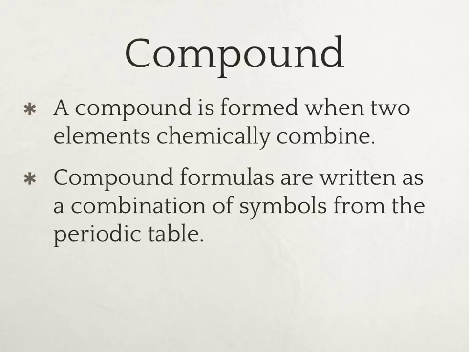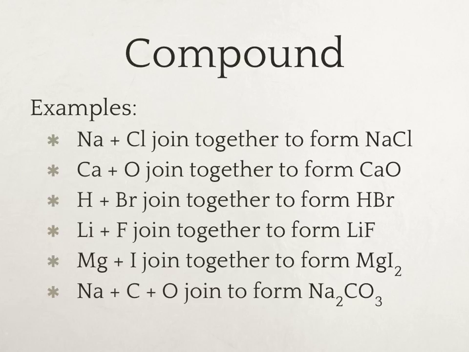Chemical formulas, or how we write them with the symbols, are written as a combination of the symbols from the periodic table. So what do I mean with that? Na and Cl join together to form NaCl, which is table salt. Ca and O join together to form CaO. And you can read on through the list. Sometimes it's not always a one-to-one combination. As you can see down here, it's not always just one of each atom. Sometimes you can have more than one of a certain type of atom. And in this example, there are three types of atoms that combine to form that compound: sodium, carbon, and oxygen.